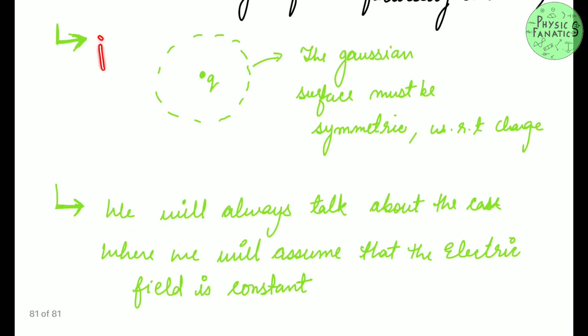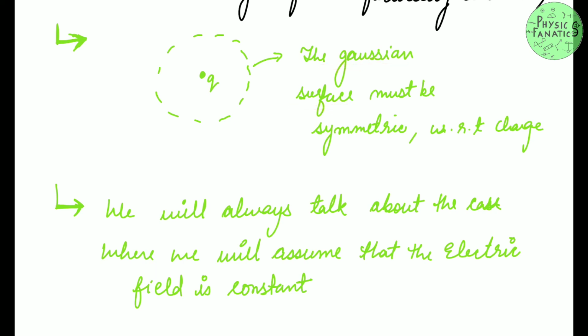Number one, the first condition is that, for example, if you have a point charge, obviously you're supposed to make a closed figure around that point charge so that you can find out the net flux. This imaginary closed figure that you make, so that Gauss law is applicable, is what you call a Gaussian surface.